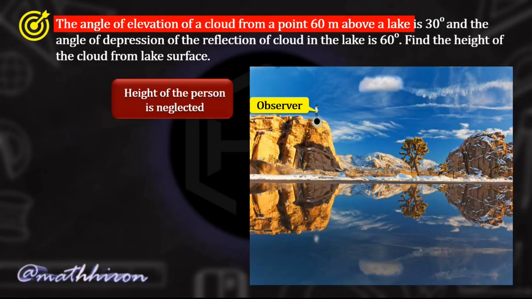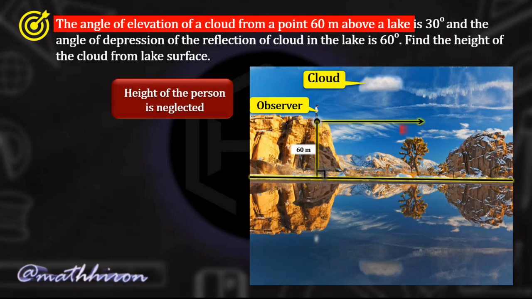The angle of elevation of a cloud from a point 60 meter above a lake. So this point is 60 meter above the lake surface. Now the observer is watching the cloud. The cloud is here. Draw a horizontal line and the observer is watching the cloud and the angle is given 30 degree. So this angle is 30 degree.